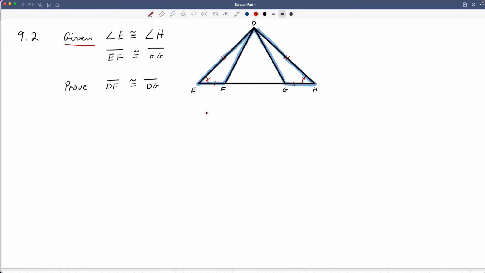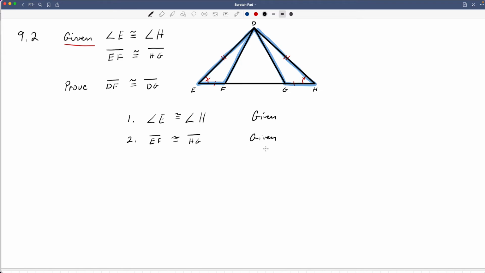It just has to be by the very nature of side, angle, side. So let's start writing our proof. And number 1, we have angle E is congruent to angle H, and that was a given to us. Number 2, segment EF is congruent to segment HG, and that is a given.